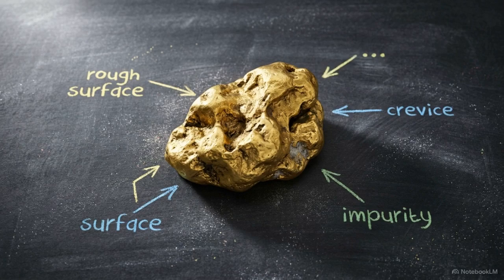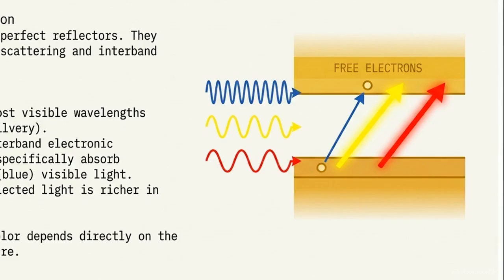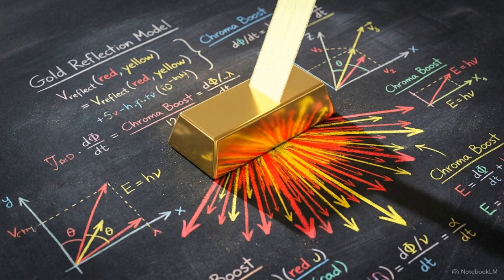Real metals possess unique quantum imperfections called interband transitions. Gold's specific band structure absorbs high-frequency blue light, removing it from the re-radiation. The remaining light is heavily biased toward the red and yellow spectrum, giving gold its characteristic hue.